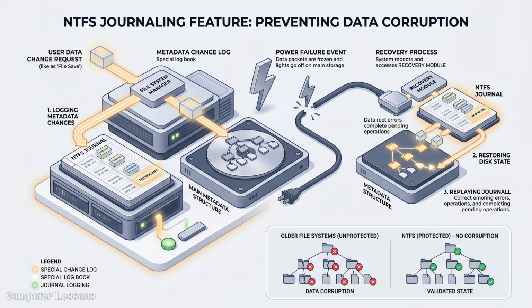One critical feature of NTFS is journaling, which records metadata changes in a special log before execution. If a power failure occurs, the system uses this journal to restore the disk to a consistent state. This prevents the common data corruption issues that plagued older file systems during unexpected system shutdowns.